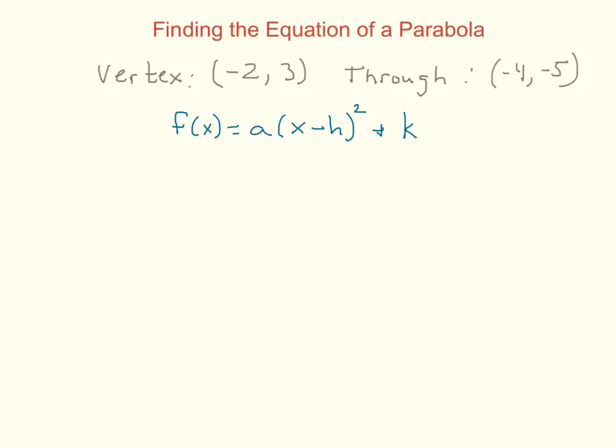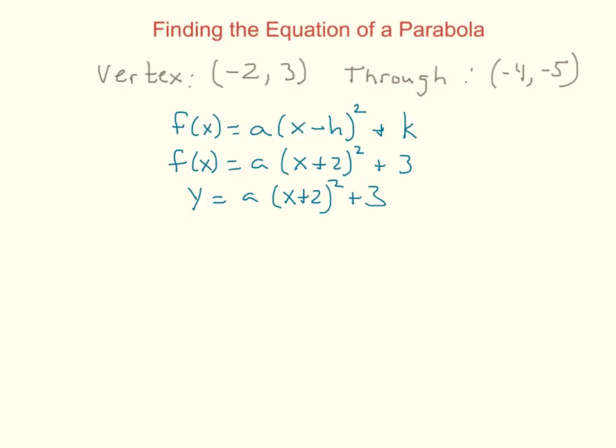In this case, h is negative 2. So I'm going to get f of x equals a times the quantity, when I put negative 2 in for h, it's going to be x plus 2, that quantity squared, and k is 3, so I'll get plus 3. The other thing you need to remember is that f of x would also be y. So I can think of that as y equals a times the quantity of x plus 2, that quantity squared, plus 3. And now, really, the key to this problem is going to be to find out what a is.